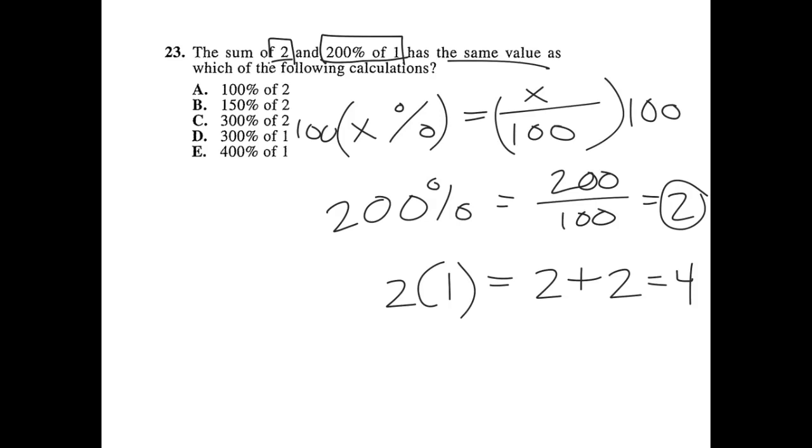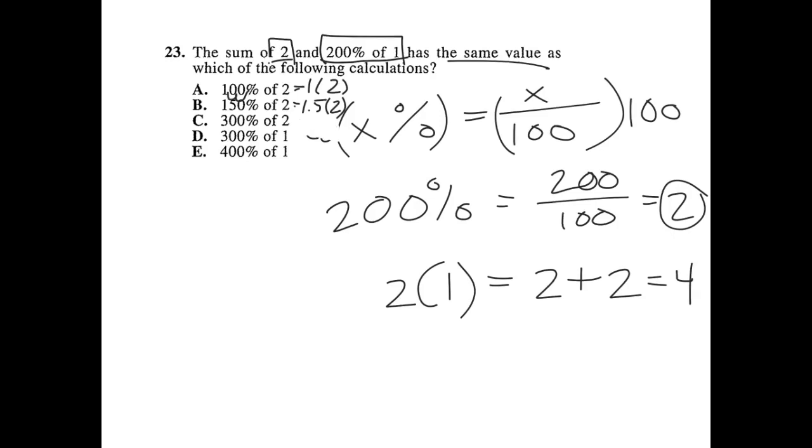But let's just go through each of these. So we have 100% of 2. That's just going to equal 1 times 2. And then we have 150% of 2. That equals 1.5 times 2. Again, you can just think of this as we're moving our decimal 2 places.